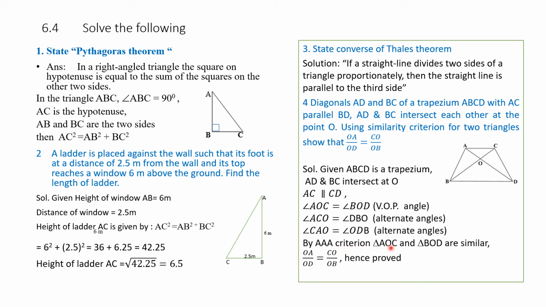By AA criterion, triangles AOC and BOD are similar. Therefore, AO by OD is equal to CO by OB. Hence proved. Please note down.